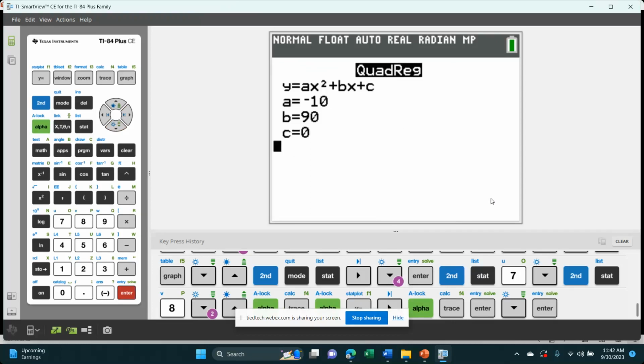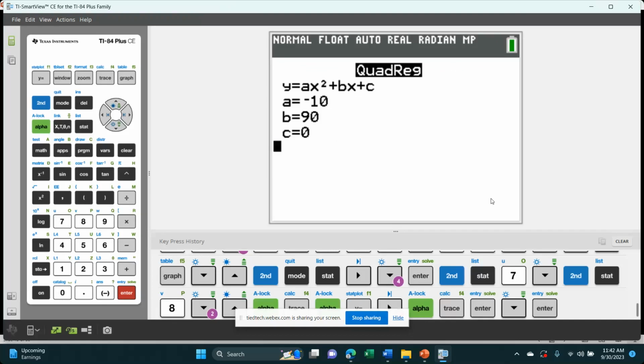oh, nice numbers. My A value for this quadratic is -10. My B value is 90. Now, would my students recognize the fact that A should be a negative?